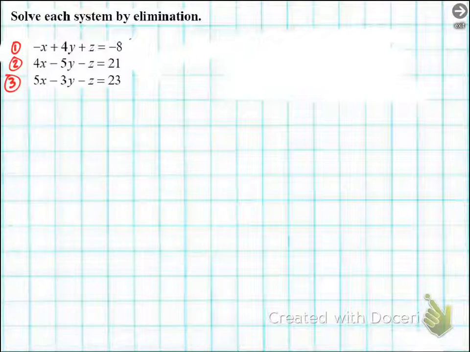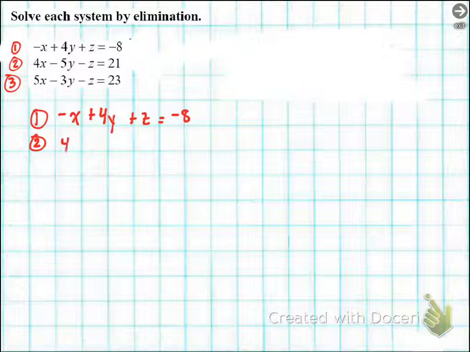So let's put equations 1 and 2 together. So we got negative x plus 4y plus z is equal to negative 8. Then we got equation 2, we got 4x minus 5y minus z is equal to 21.